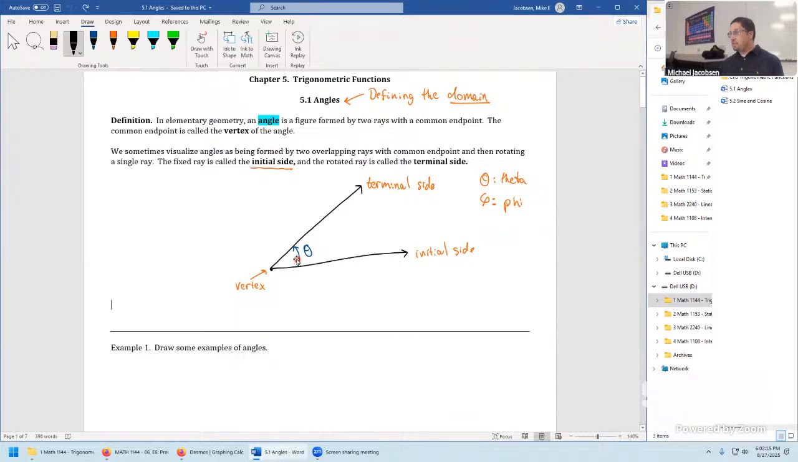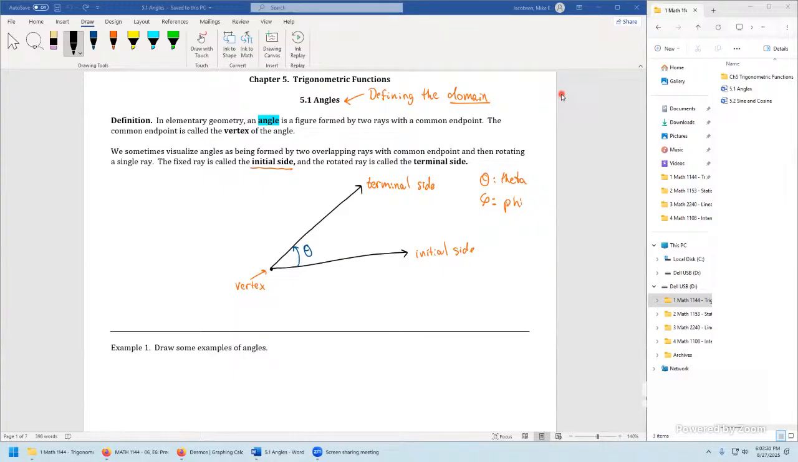There's a lot of angles that we can draw just to start out, but really the big challenge of section 5.1 is a lot of people have an intuitive notion of what an angle is, but we want to define them in radian measure. Yeah, go ahead, Andrew. If it isn't stated, is there any way to know the difference between the initial and terminal side?